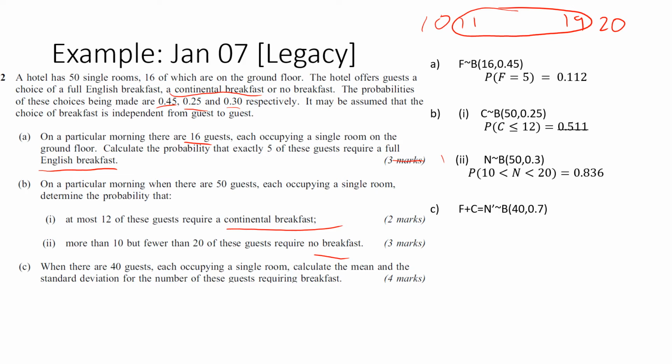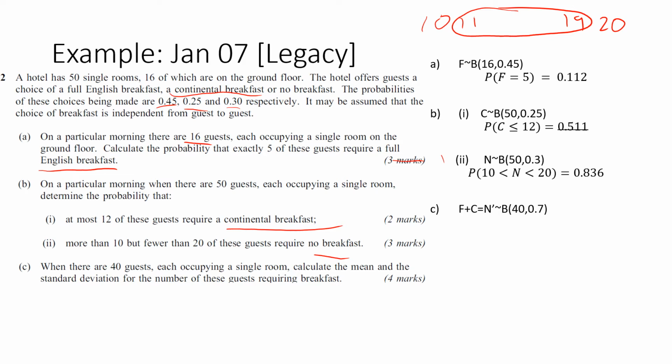Okay, so requiring breakfast. It hasn't specified what type of breakfast, just simply that they require a breakfast. There are two ways you can go about where this 0.7 comes from. They either have a full English or a continental, hence 0.45 plus 0.25, or requiring a breakfast is the opposite of not requiring a breakfast. So 0.3 away from 1 is also 0.7.